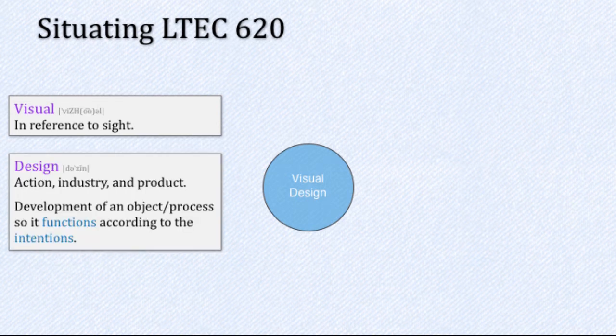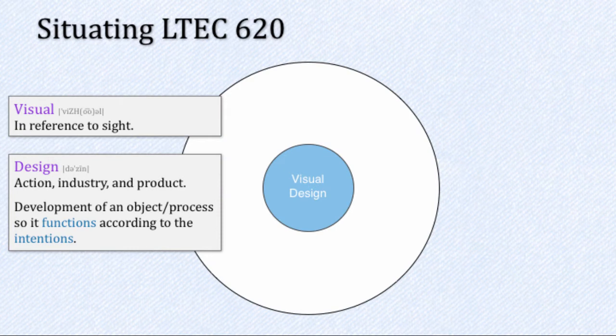The word design, on the other hand, is a bit more complicated. It's a noun and a verb. Design can be an action, an industry, or a product. A critical part of the concept of design is the notion that objects can be designed so that they function according to intentions. This concept, functioning according to intentions, is powerful. The idea is that anything that is designed has intention behind it, and such an idea should prompt us to step back and situate a course on visual design within a broader context.